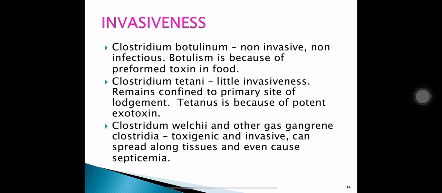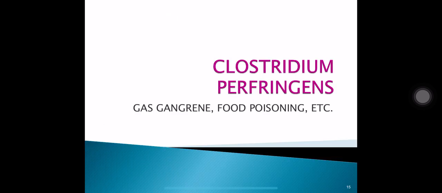It remains confined to the primary site of lodgement, and tetanus is because of the exotoxin it produces. And the Clostridia which produce gas gangrene, like Clostridium welchii and other Clostridia, are toxigenic and highly invasive. They can spread among tissues and even cause septicemia. With this, we end the first session, Introduction to Clostridia. Thank you.